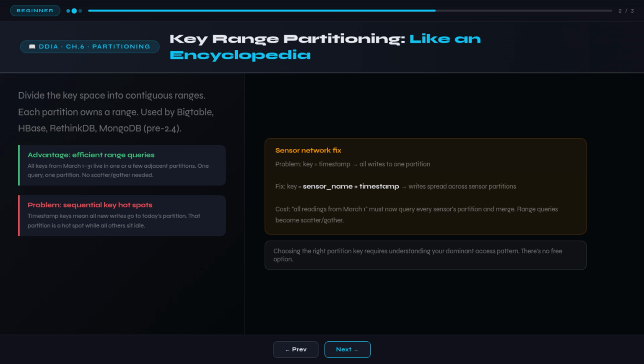The standard fix is to use something other than the raw timestamp as the partition key. For example, prefix each key with the sensor name. Sensor A's data goes to one set of partitions, sensor B's to another. Writes distribute across partitions proportional to the number of active sensors. But now a range query for all readings from March 1st has to query every sensor's partition separately and merge the results. This trade-off between write distribution and range query efficiency is fundamental to key range partitioning, and choosing the right partition key requires understanding your dominant query patterns.